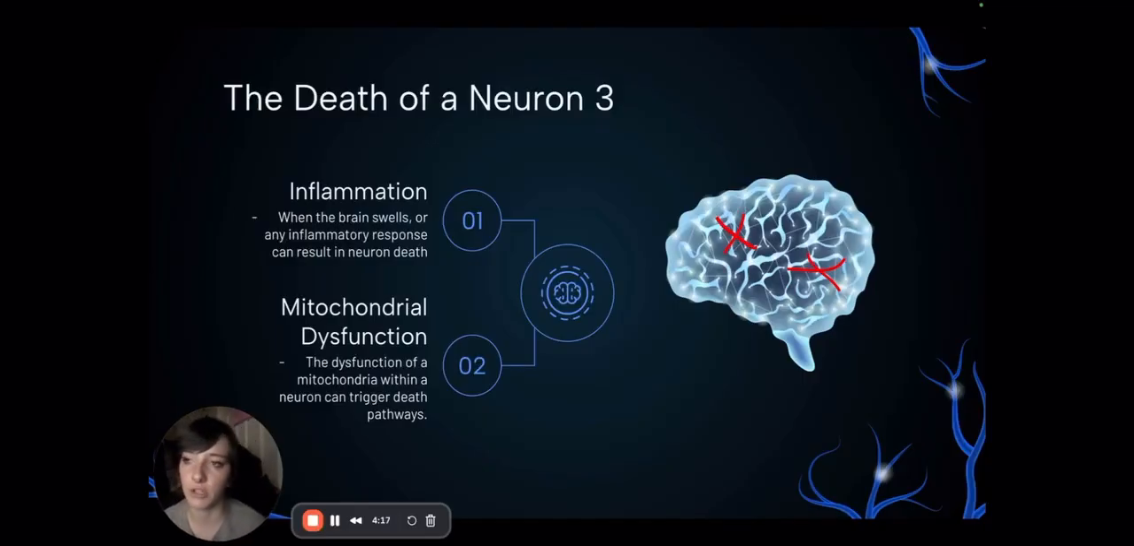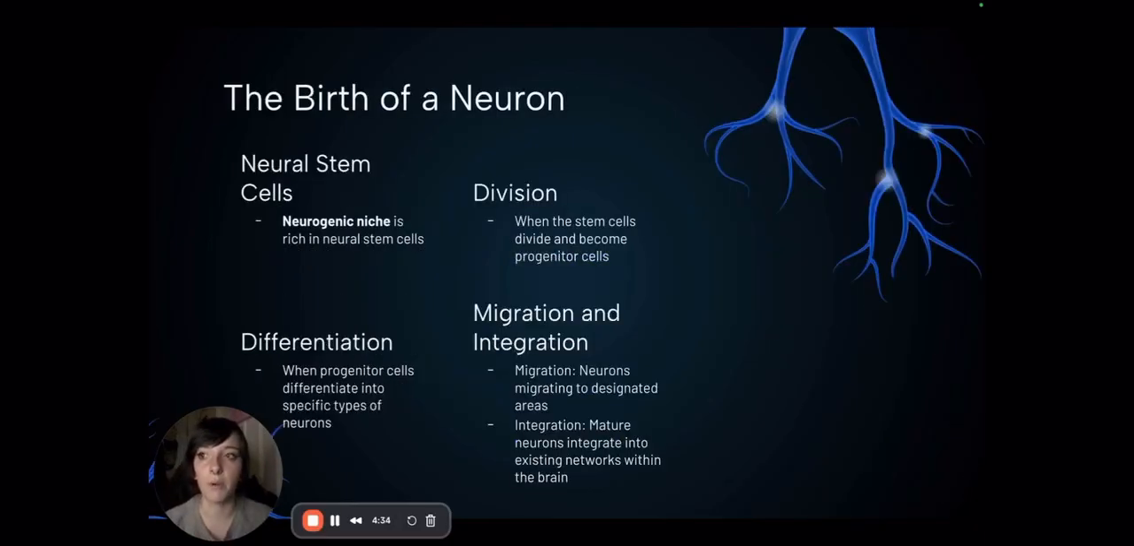As we know, the mitochondria plays a crucial role in the cell, not just neurons. It provides energy for the cell and all of its organelles, and for forms of cell communication and transport as well. Dysfunction of the mitochondria can trigger death pathways within the neuron as well.